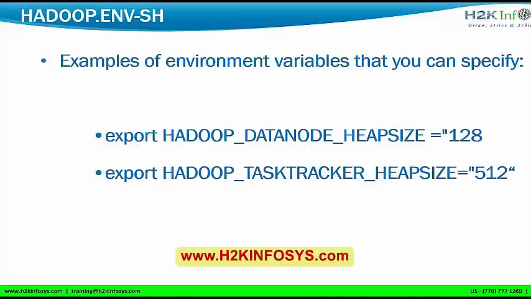So in Java, what we will do is, we will allocate some temporary memory to store all local data or values or intermediate data that was generated. All this temporary memory will be based on the heap size that we give in a particular area. So here I am giving export HADOOP_DATANODE_HEAPSIZE equal to 128. What I am telling is, whatever temporary data is generated by my data nodes, they can use up to 128 MB. If I am talking about task tracker, it can go up to 512. So this is how I can declare the heap size.